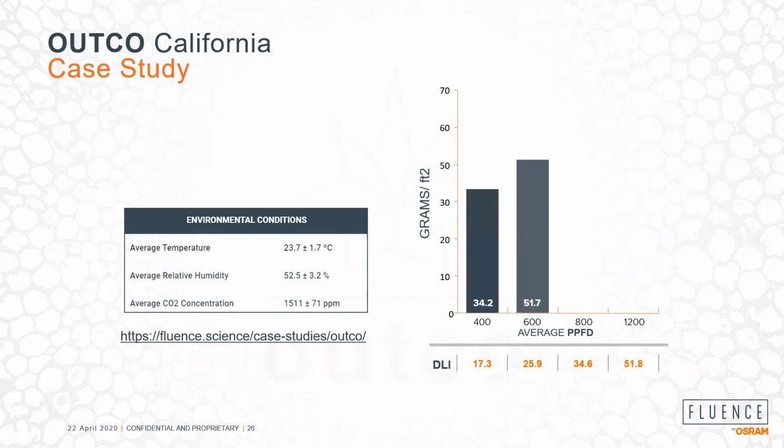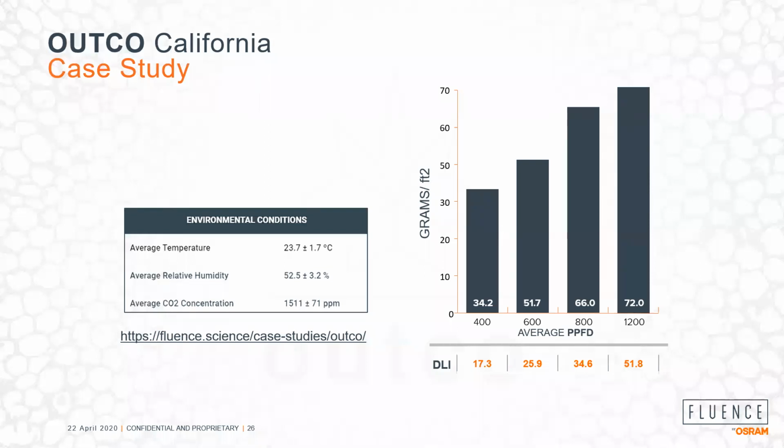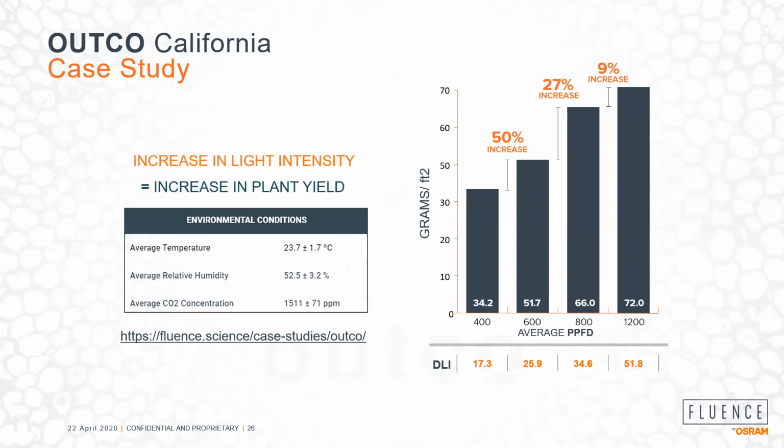So what we saw was that as we increased our light level from 400 to 600, 600 to 800, 800 to 1200, we were able to see that increase in grams per square foot of production based on the light level intensity changes. So from 400 to 600, we saw an increase in 50% production, right? And again, this is dried grams per square foot. From 600 to 800 PPFD, we noticed a 27% increase in production. And then moving from 800 to 1200, which 1200 was the highest light level that we gave them for a treatment in this experiment, we saw a 9% increase.